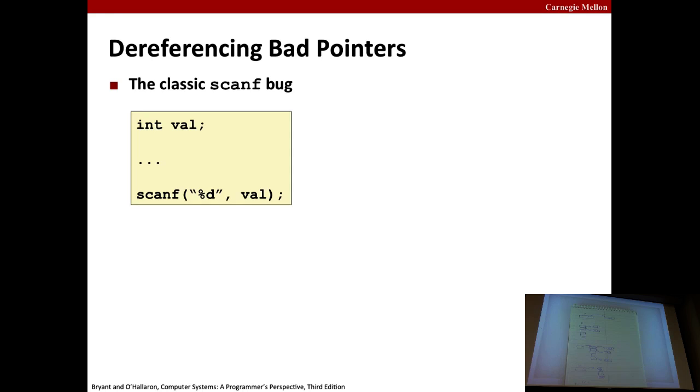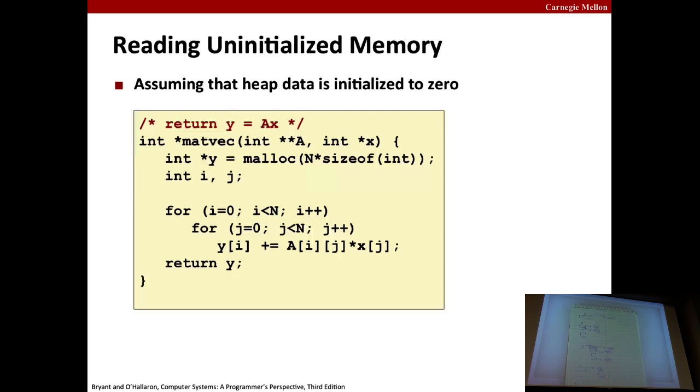All right, so we'll take the last 5 minutes and I'll show you some of the ways you can trip yourself up when you're accessing memory. Okay, so first is the classic scanf bug. You've probably all done this, where you forget to pass it the address of a variable. Instead, you pass it the value, so scanf doesn't know where to put the data.